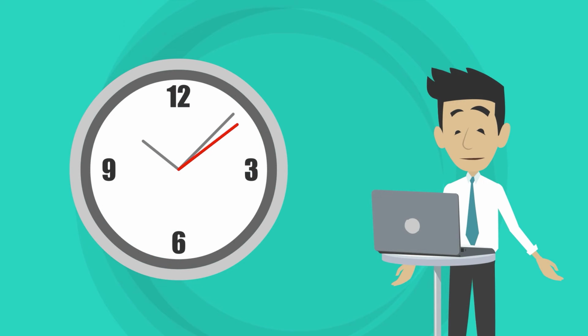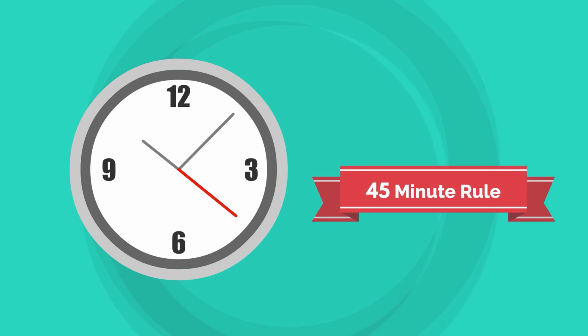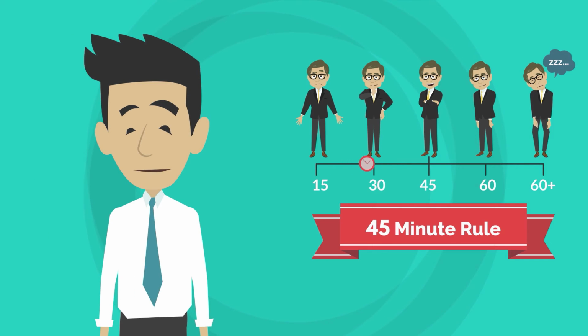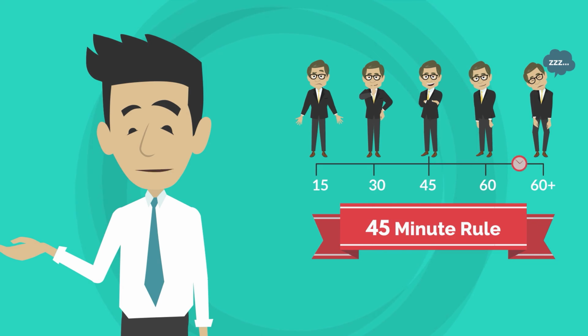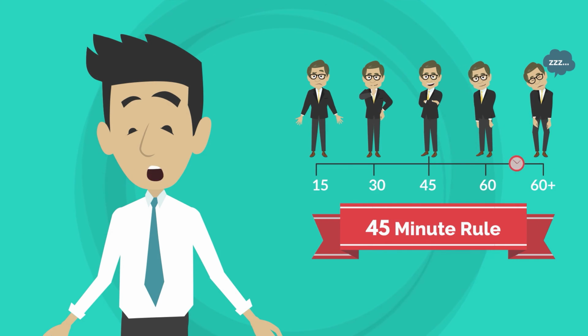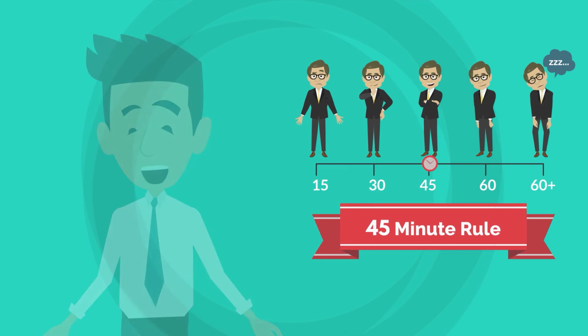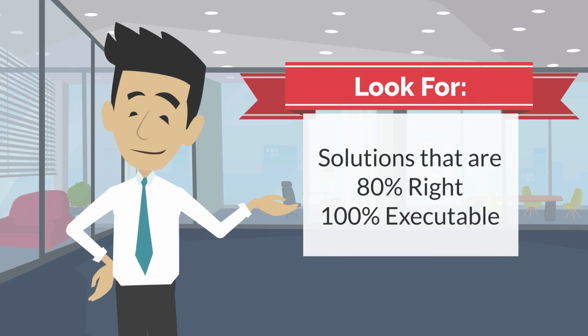While communication or meetings will vary depending on the materials and subject matter, it is ideal to try to implement the 45-minute rule. A half hour is too short when you spend the first 5 to 7 minutes with small talk. Meeting for an hour can drag things on if there's not much to cover. 45 minutes is usually the sweet spot. During that time, your goal is to look for solutions that are 80% right and 100% executable, versus the other way around.